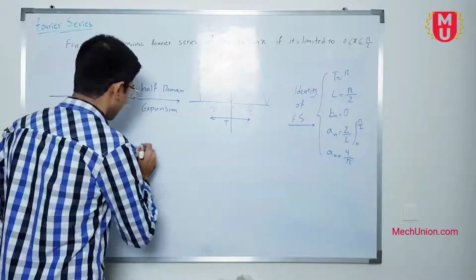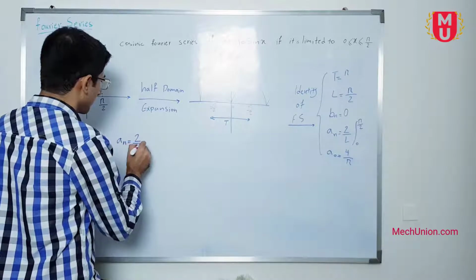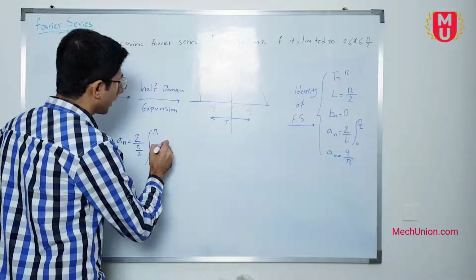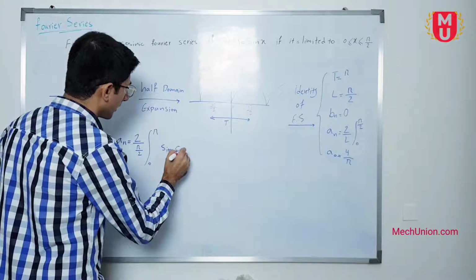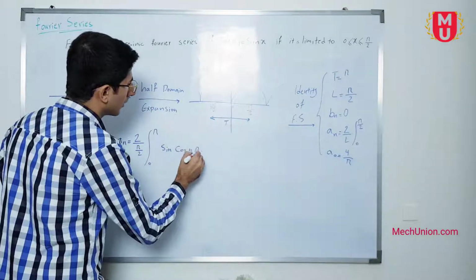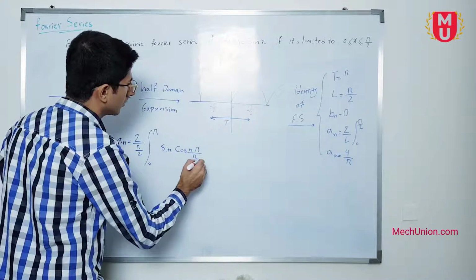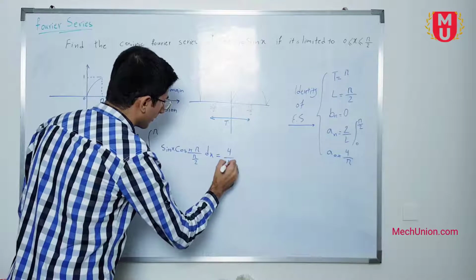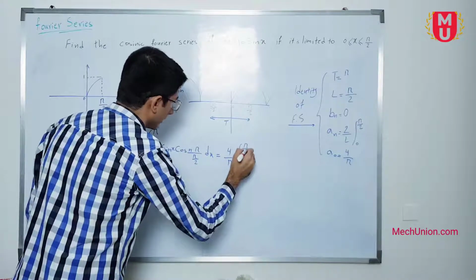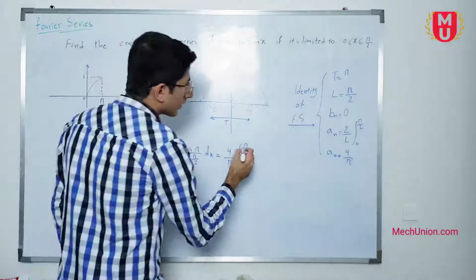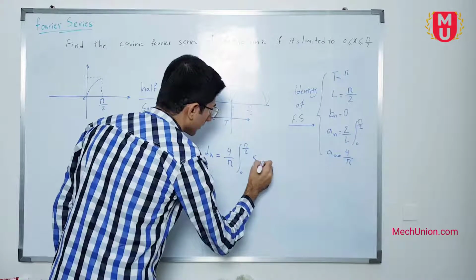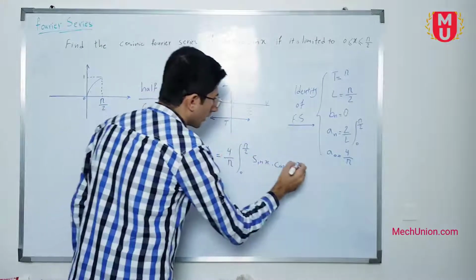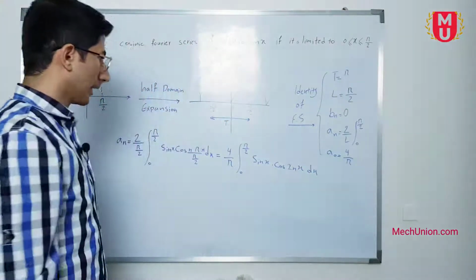Okay, we write down the An. An equals 2 over L, which is pi over 2, integration of this f of x, which is sin x, cosine n pi over L, which is pi over 2, d of x, which will become 4 over pi integration of this sin x times cosine 2n x d of x. That's it.